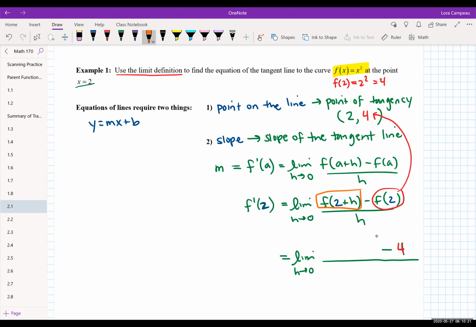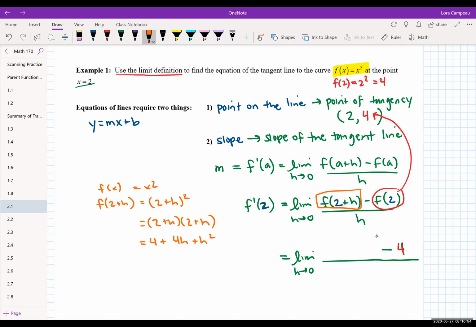If you want to find the components, f of 2 plus h, knowing that f of x equals x squared, would be 2 plus h squared. And if you don't have the shortcut for expanding the binomial, you can just go with the definition of what it means to be squared. Repeating the 2 plus h times the 2 plus h. A little bit of math, we have 4 plus 4h plus h squared.